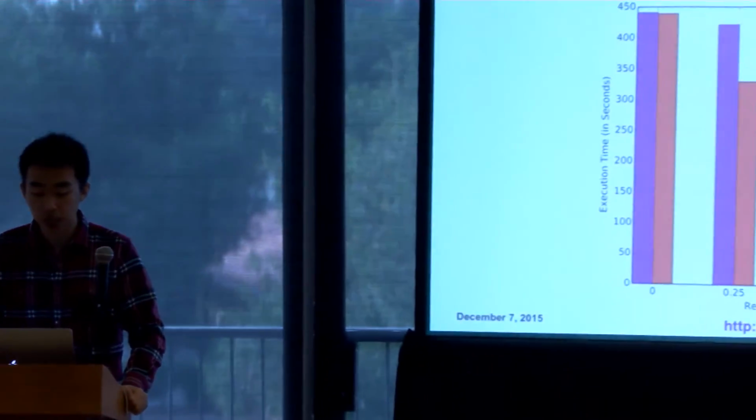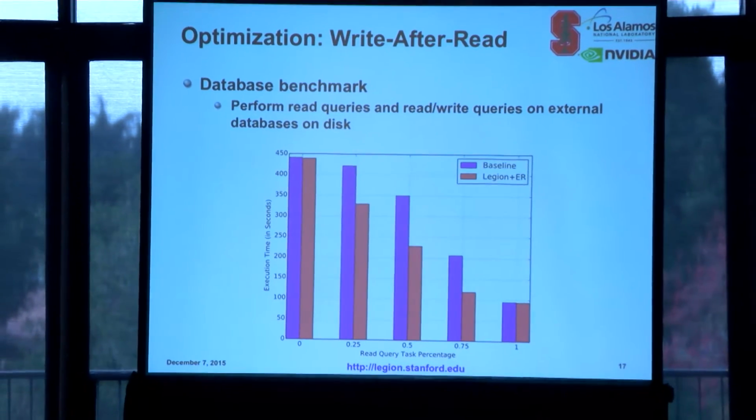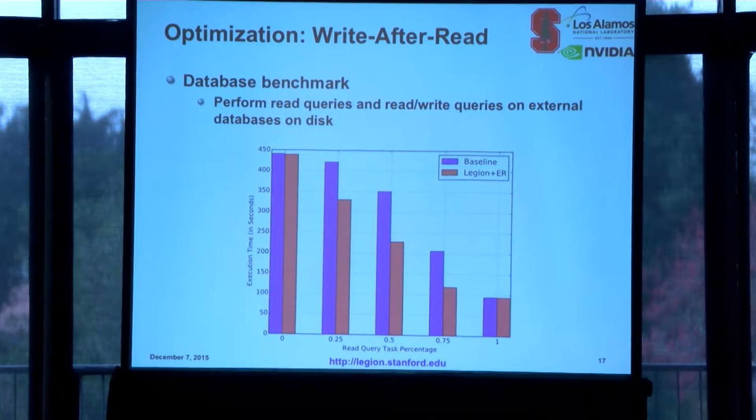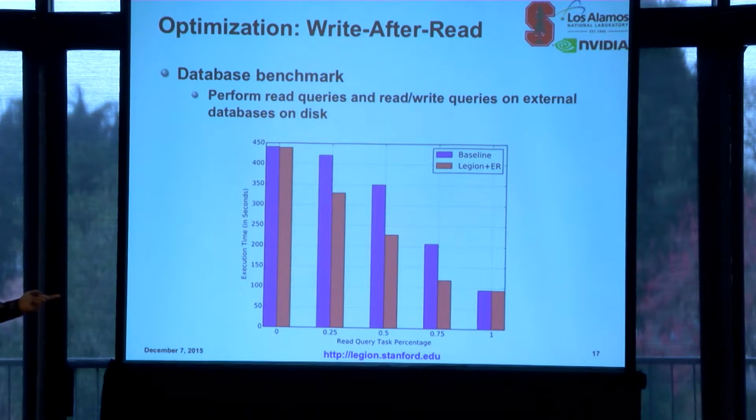And we have a database micro benchmark for evaluating the write after read optimization. The application randomly performs read-only queries and read-write queries on some external databases on disk. The x-axis shows the percentage of read-only tasks. We just want to know what happens in different scenarios. So 0 means all the tasks are read-write tasks, and in this case, because there are dependencies between any two tasks, there are no parallelism opportunities.